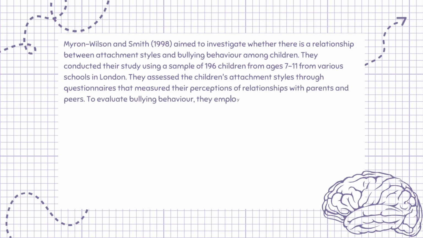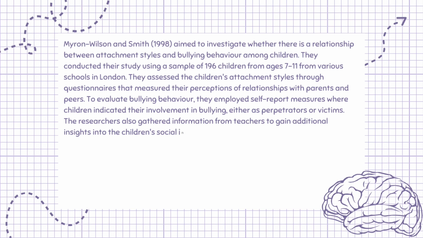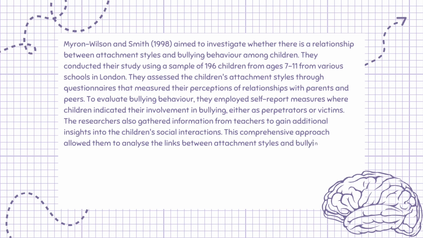To evaluate bullying behavior, they employed self-report measures where children indicated their involvement in bullying, either as perpetrators or victims. The researchers also gathered information from teachers to gain additional insights into the children's social interactions. This comprehensive approach allowed them to analyze the links between attachment styles and bullying behaviors effectively.